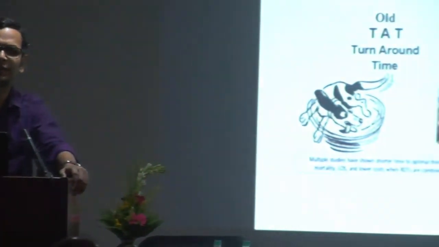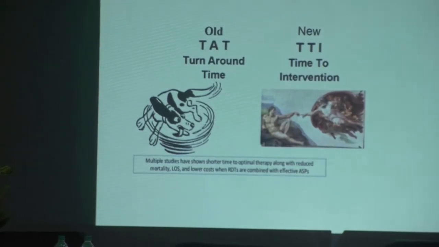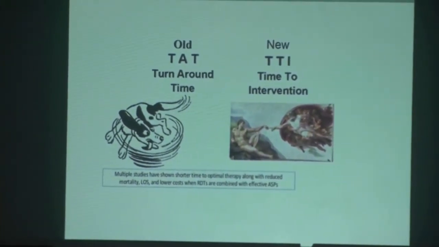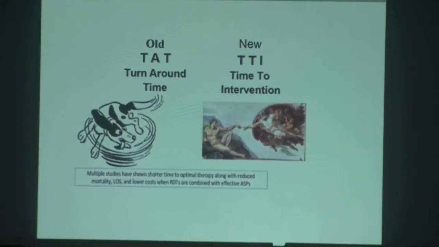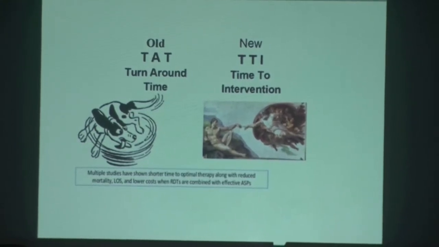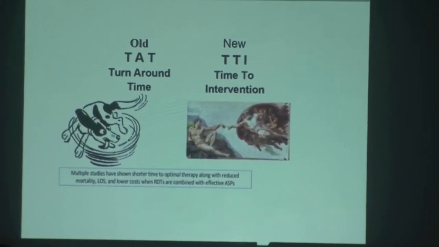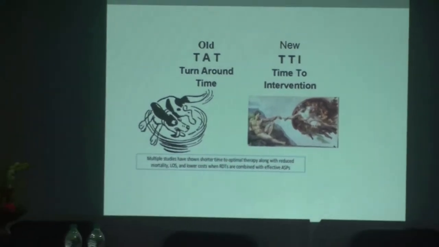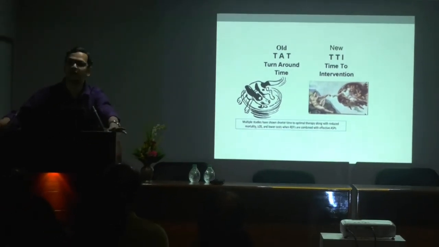So, the terminology has changed. Previously it was turnaround time, now it is TTI, time to intervention. What is the meaning of reporting a culture report rapidly if you don't intervene at all? You need to intervene on the culture report. You need to intervene with your antibiotics. You need to stop, de-escalate or escalate whenever the result is available. So the intervention is necessary, not merely the availability of results.